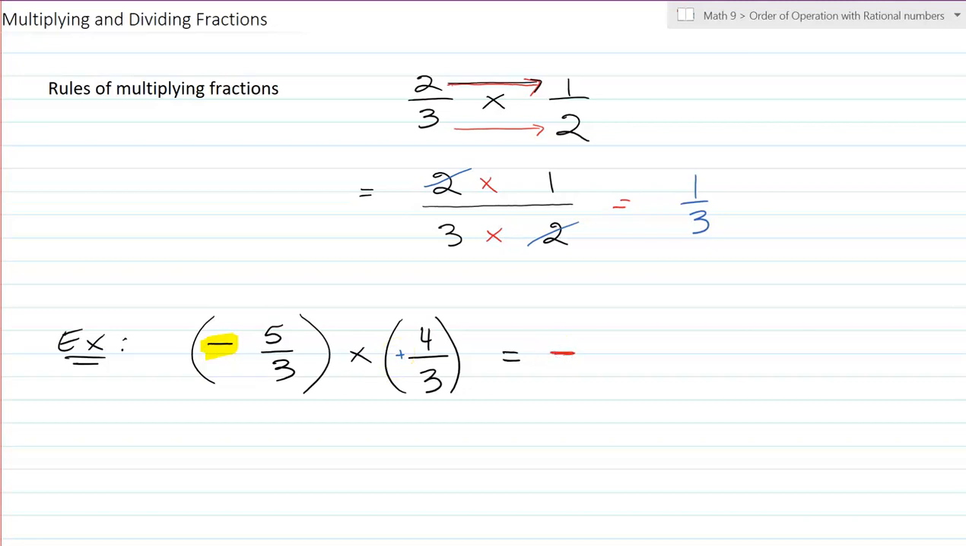All right, now you're going to go through and say, okay, 5 times 4 right here. You're multiplying these two. That's 20 on top, and then 3 times 3, which is 9. Now, can you simplify this fraction? No, you can't. There are no common factors. You let it be. Answer, -20/9. Simple as that.